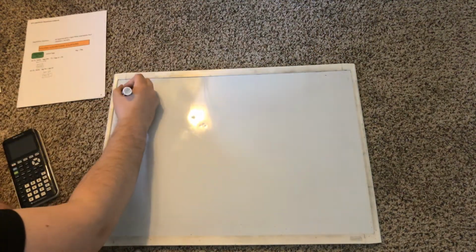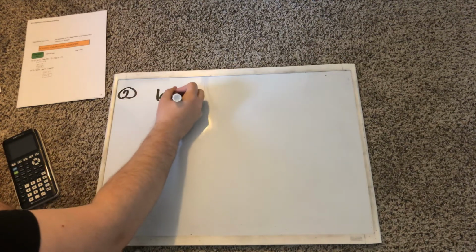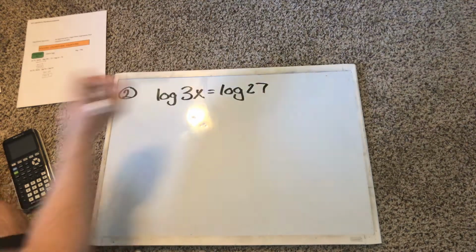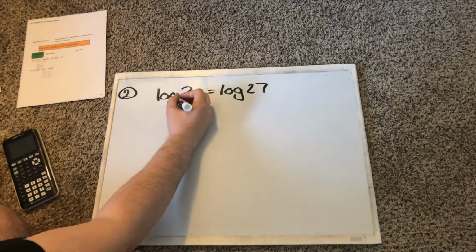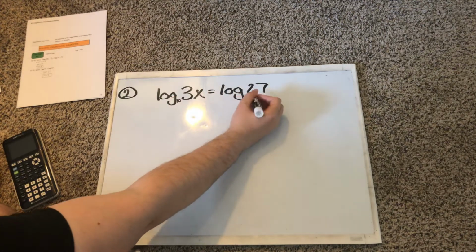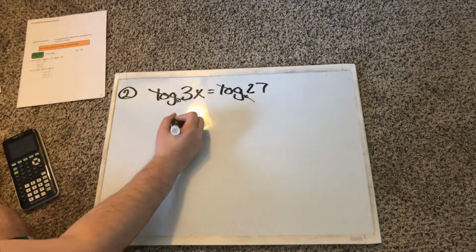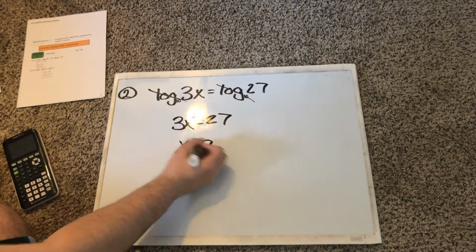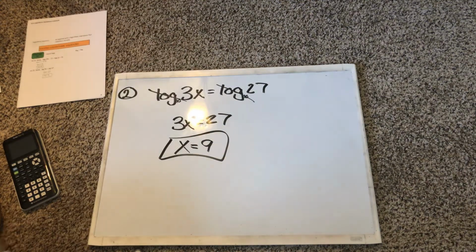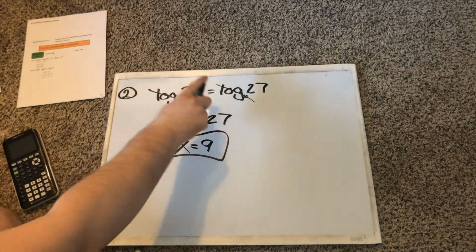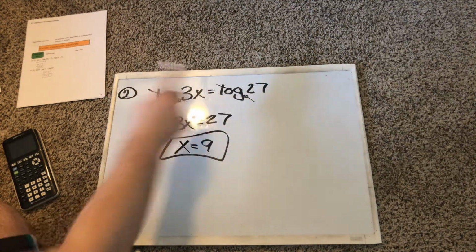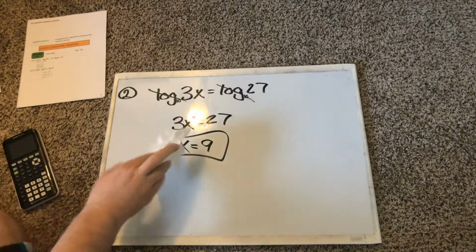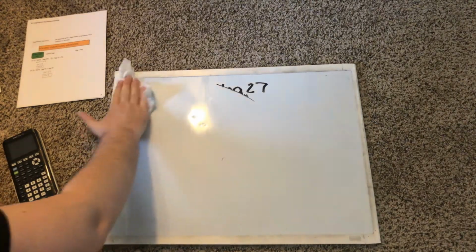If I have, for example, number 2, log 3x equals log 27. I got an equal sign, that's good. If there's no base, I can assume that the base is 10. Those are the same. 3x equals 27. Divide both sides by 3, and we get x is 9. Good. Again, need the equal sign. You need the same base. Otherwise, you cannot drop your logs. It will be wrong if you drop your logs. We just don't want to be dropping logs out of nowhere. You can land on your foot or something.